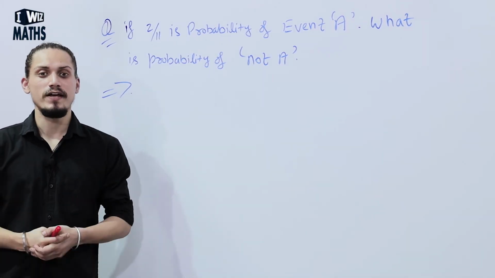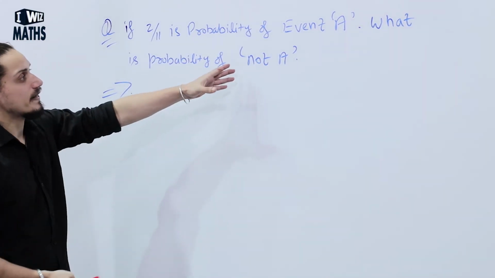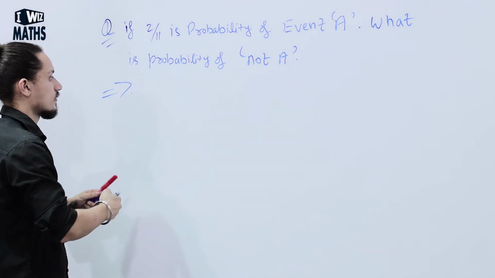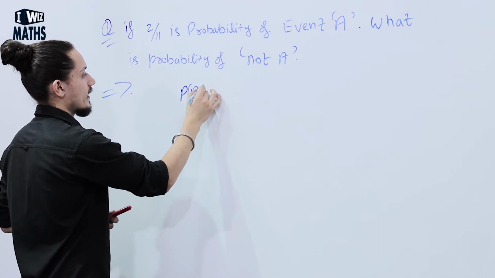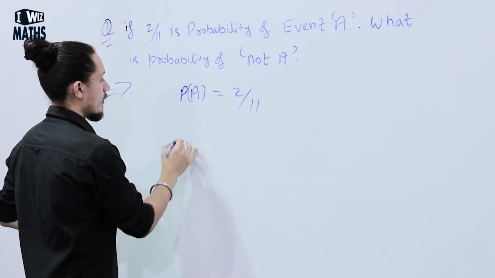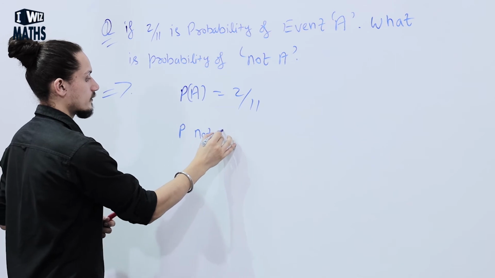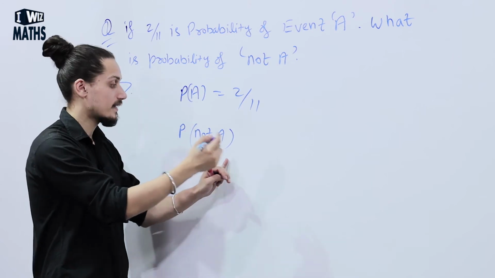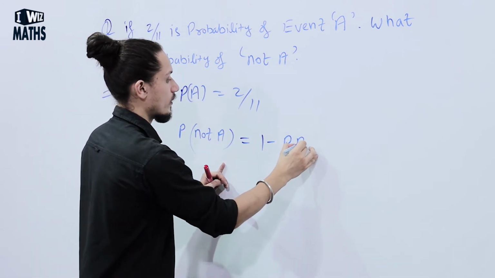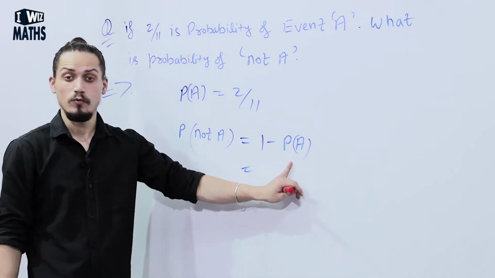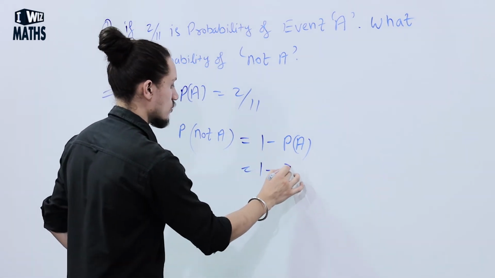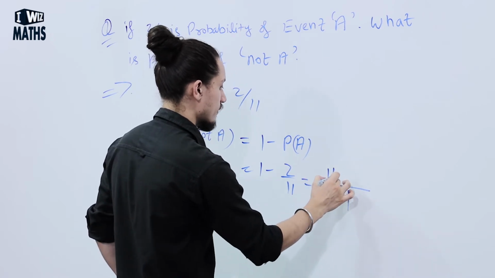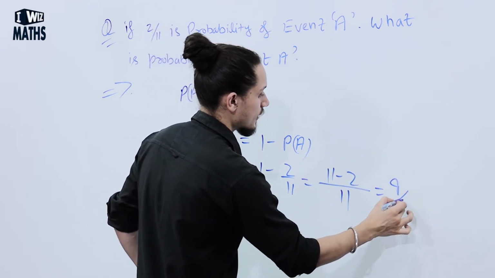Now in this example, we are given if 2 by 11 is probability of an event A, what is the probability of event not A? Now given probability of event A is equal to 2 upon 11, we have to find probability of not A. And we know probability of event not A is equal to 1 minus probability of event A. So we have the value of probability of event A, putting it we get 1 minus 2 upon 11, taking LCM 11 in denominator, 11 minus 2, which is equal to 9 upon 11, and hence the result.